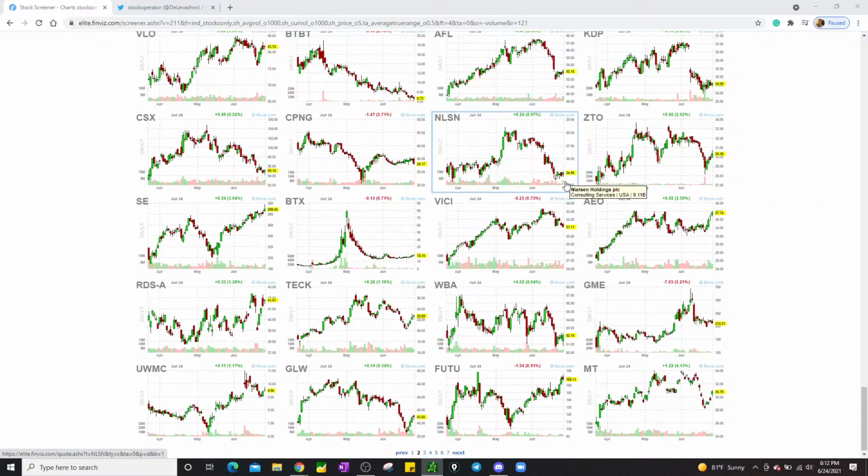NLSN is also nice consolidation. Price getting squeezed. Limit player hold about 25. This is prior support, it seems like. We have room to run on this one. What is this? Consulting services.